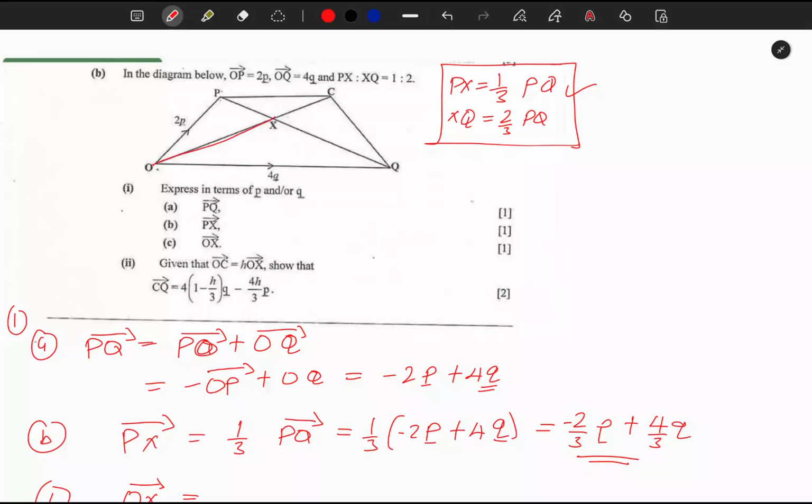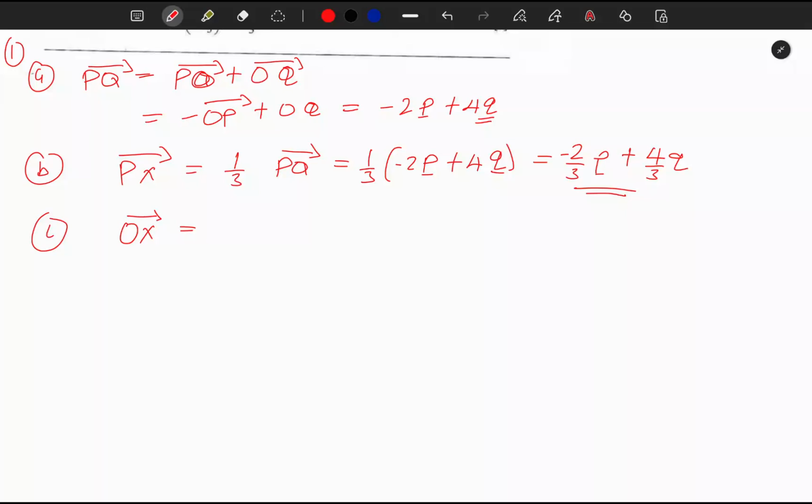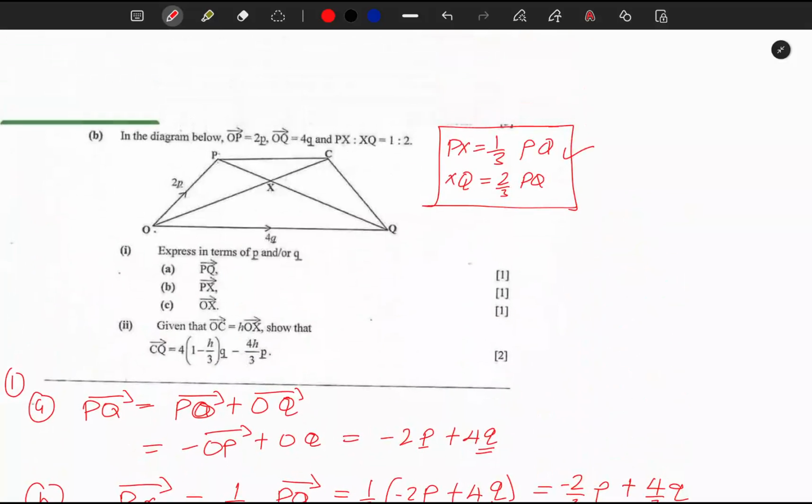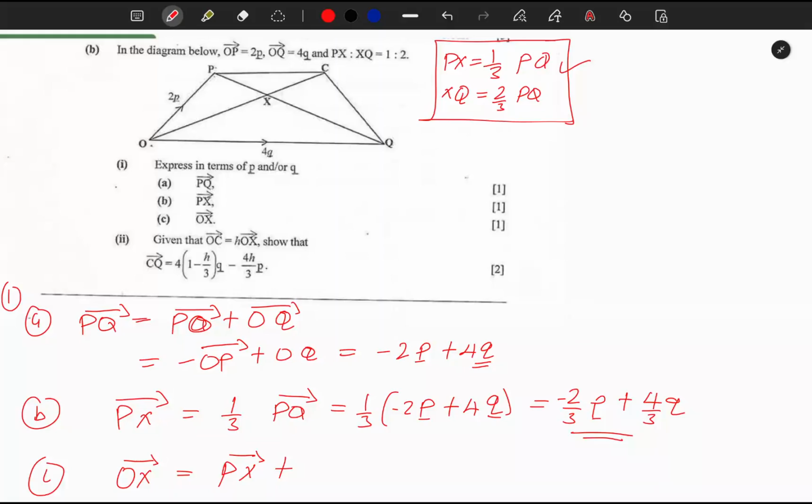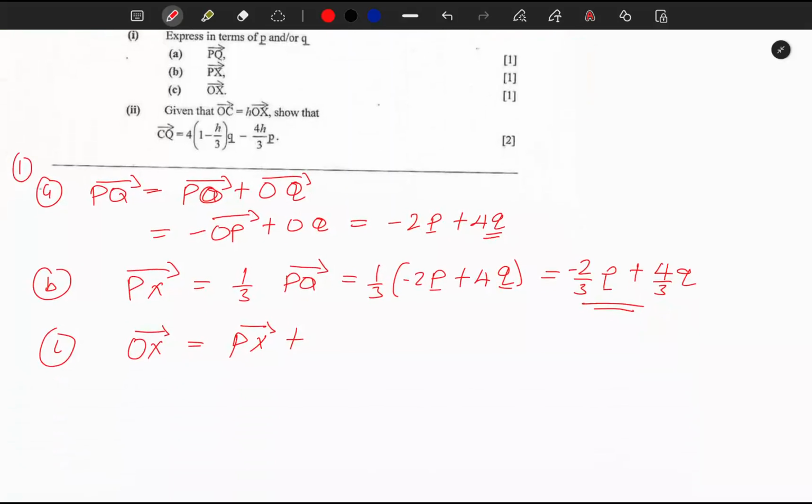We are finding OX. So there are two ways, we can move OQ and XQ, that is fine. You still get the same thing. Or you can move this route and that. XQ has been given, it's here, you can still go through. But I would rather use something which I have already found. I've already found PX. So I'm going to take OP plus PX.